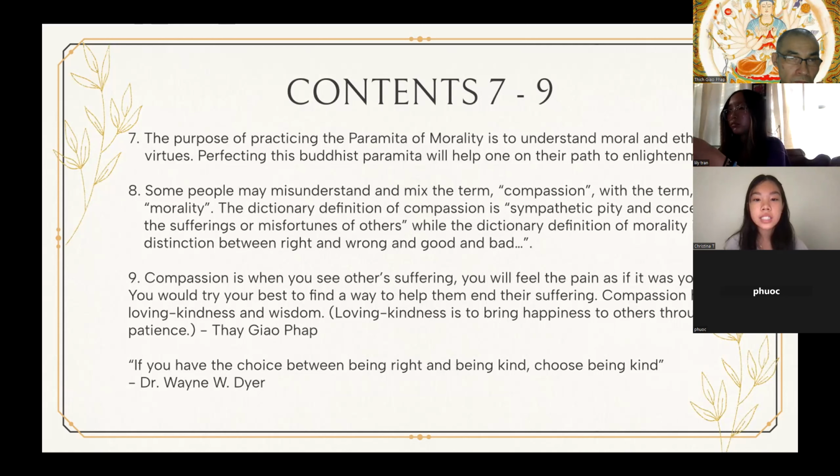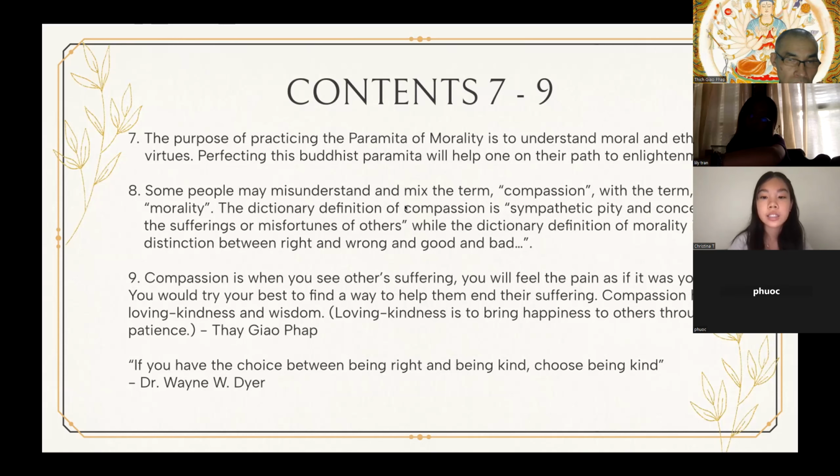Compassion is whenever you see others suffering, you will feel the same pain as if it was your own. You would try your best to find a way to help them and end their suffering. Compassion has loving kindness and wisdom. Loving kindness is to bring happiness to others through patience. A quote by Dr. Wayne is, "If you have the choice between being right and being kind, choose being kind."